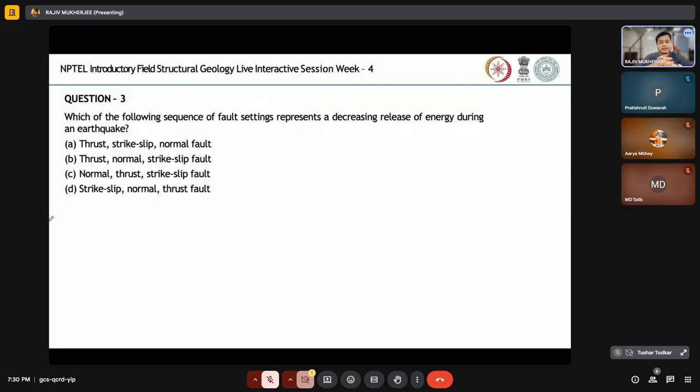Then in which case do you require the largest amount of force and the least amount of force? If you know the force, then you can think in those terms; if you don't know the force, then you can also think in terms of the stress. So which requires the largest amount of stress and which requires the least amount of stress? That's it.